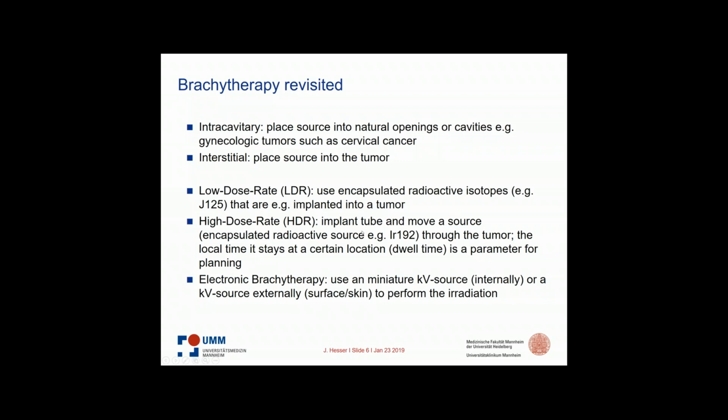On the other hand, there is the high dose rate, where we implant a tube or a catheter or needle, as you call it, and then move a source within this tube and irradiate from the tube side into the tumor or next to the tumor. This can be repeated several times, over several days, but it's typically very short. In principle, there's something in between, but this is not very often used. And the final part is electronic brachytherapy. You have a very small kV source, which is then either inserted in the tumor or placed next to this tumor.